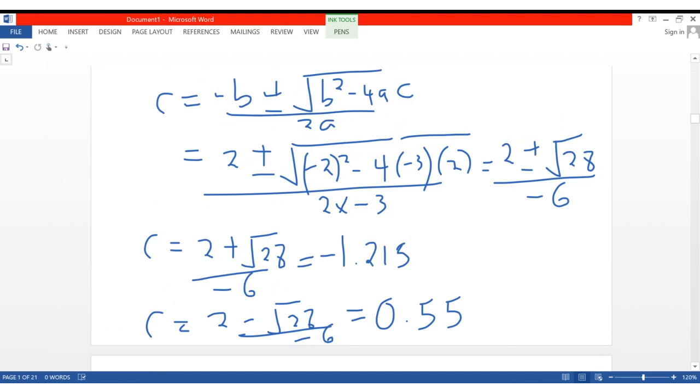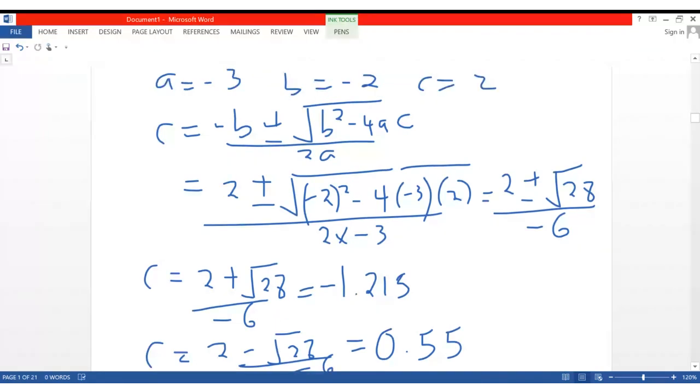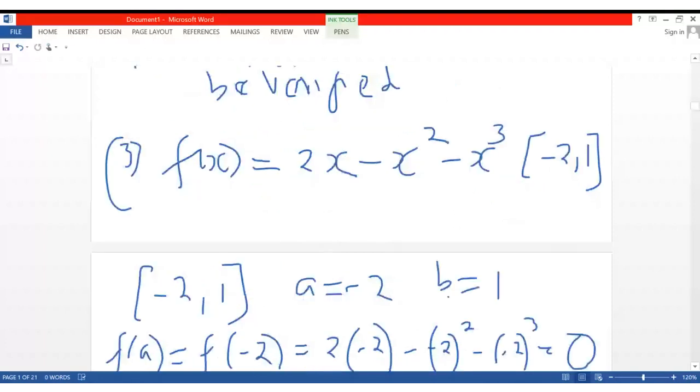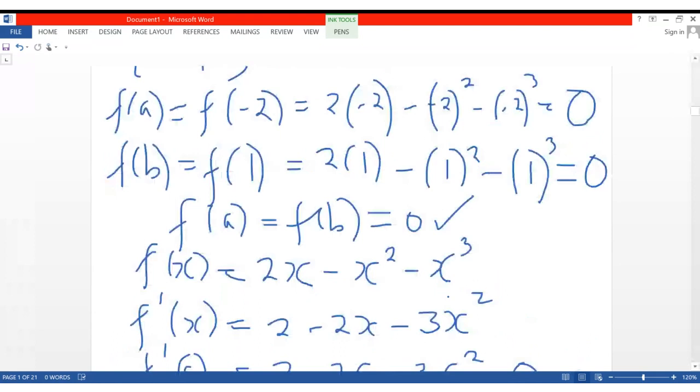The interval that we were given, it was this one. Let's go up, because we have two answers. We want to check which of those two answers is between the interval we are given. Our interval is negative 2, 1. So I go down.